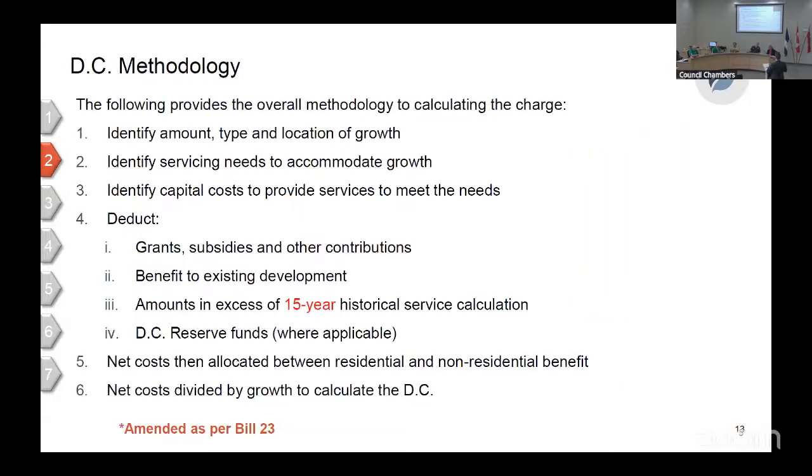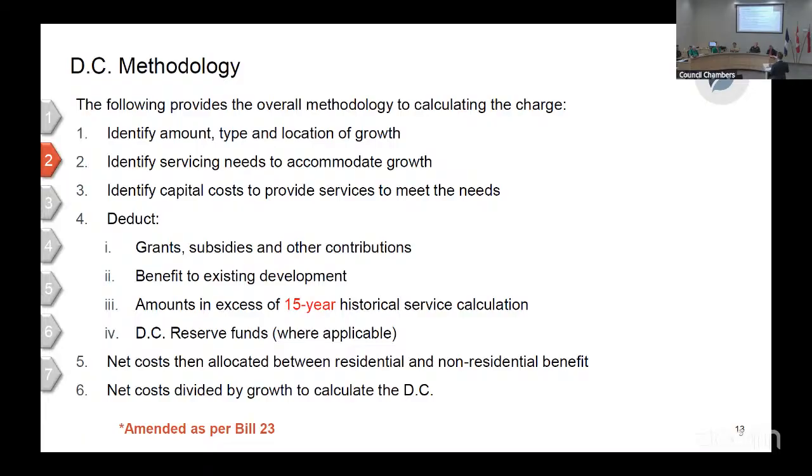Next slide, we have more detailed components of this methodology. So the legislation provides the requirement for this methodology. We first must identify the amount, type, and location of growth and development. So where are we growing, by how much? And that detail is in Appendix A to the background study. We then need to identify the servicing needs to accommodate the growth. Then item 3 says, well, what are those actual capital costs, or what are those projects that you need to undertake to meet the needs to accommodate the growth? And those projects are detailed in Chapter 5 of the background study.